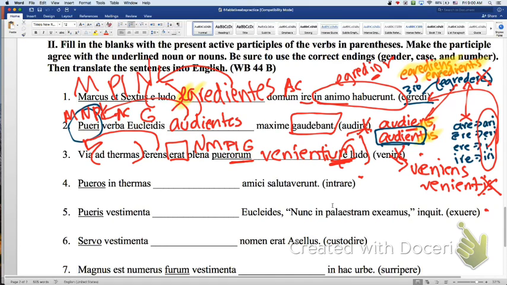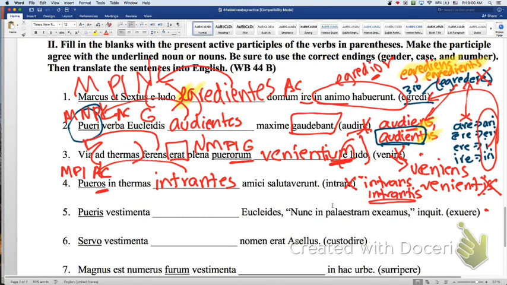Okay, so this next one, boys, is going to be what? Masculine, plural, accusative, right? So I go to intrare, take off the re, and make it intrans, intrantis. Then I have to think of what is the third declension, masculine, accusative, plural. It's going to be intrantes. Good. But boys is not going to be my subject because it's accusative, right? So friends is my subject. So we got friends greeted the boys when they entered, yep, entering into the baths. Good.